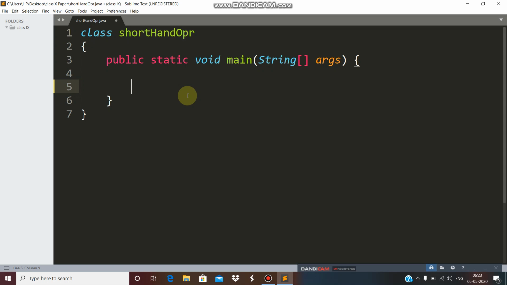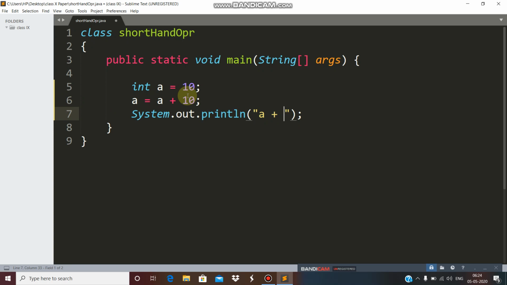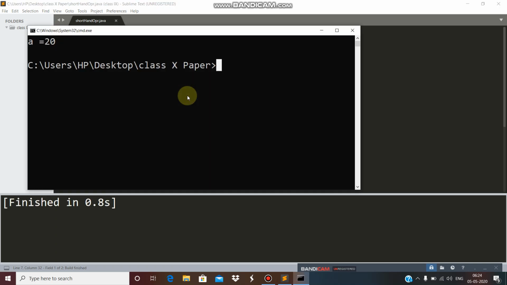In this video we are going to see some compound assignment operators, or we also call them shorthand operators. Here the initial value of a is 10, and if we want to increment the value of a by 10, usually we write a is equals to a plus 10, and then print the value of a. Initial value of a is 10, but now it becomes 20.